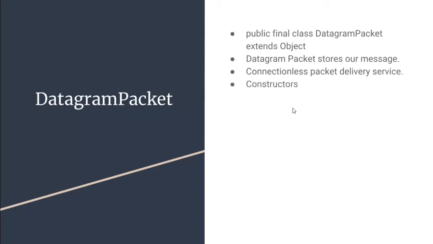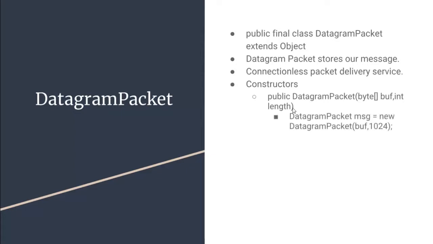Constructors of DatagramPacket. First one, public DatagramPacket(byte[] array, int length). This constructor is useful for receiving packets. The byte array stores the incoming datagram, and length specifies the number of bytes to read from the incoming packet. Therefore, length must be less than or equal to the buffer length, because if we specify a greater length, then Java will be unable to store larger data in a small space. Example, DatagramPacket message = new DatagramPacket(buffer, 1024).